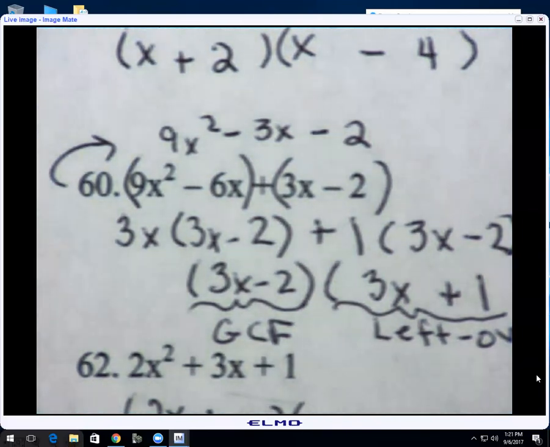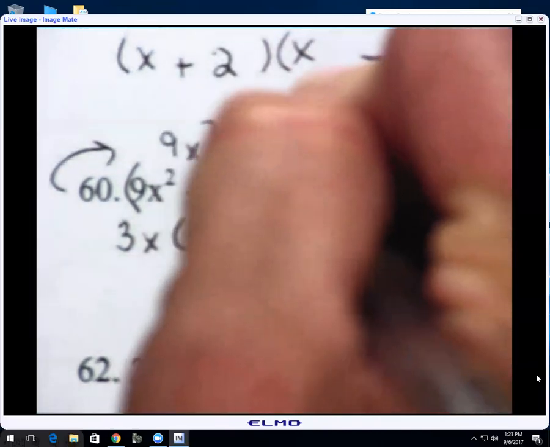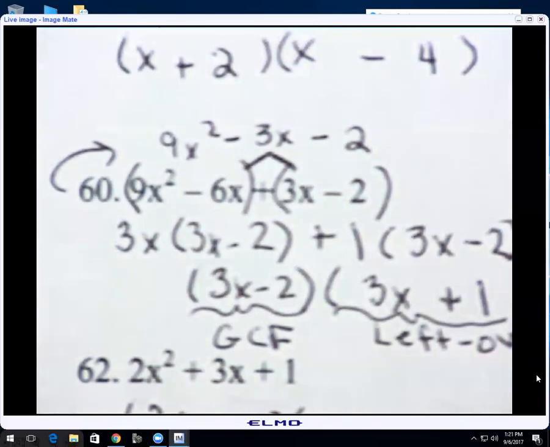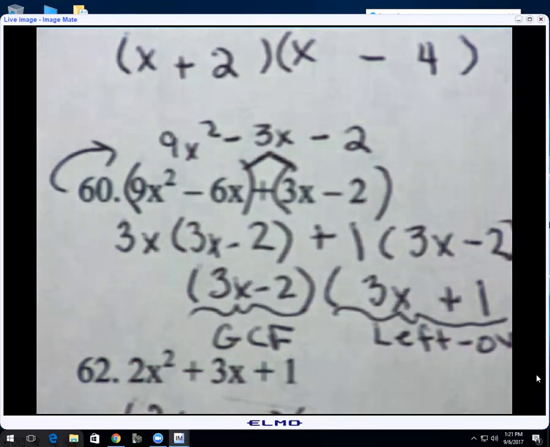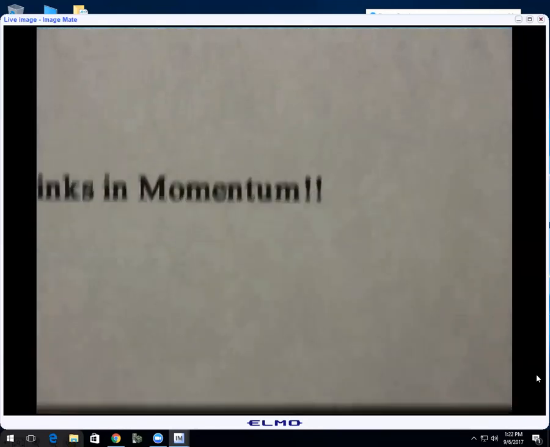So let's talk about how you figure out how to split that middle term so that you can factor by grouping. Actually, let's try it on number 72. Where is it? Not there. I can't find it. Okay, right there.